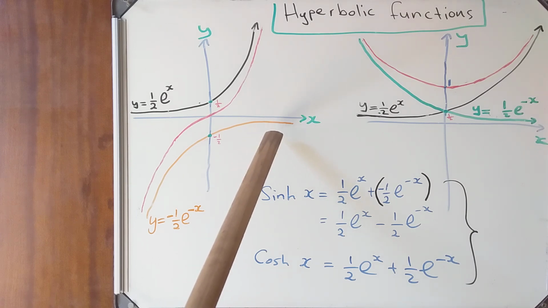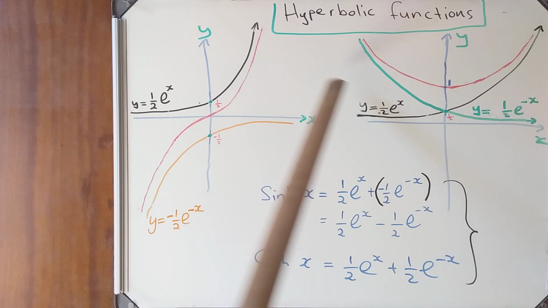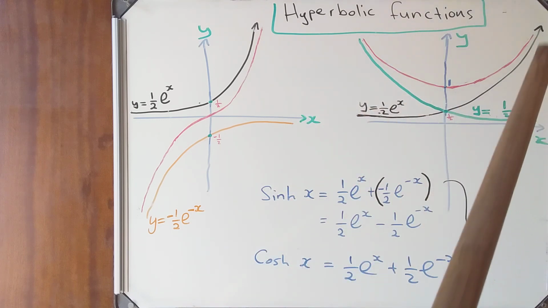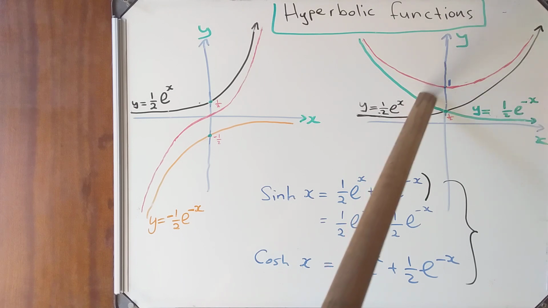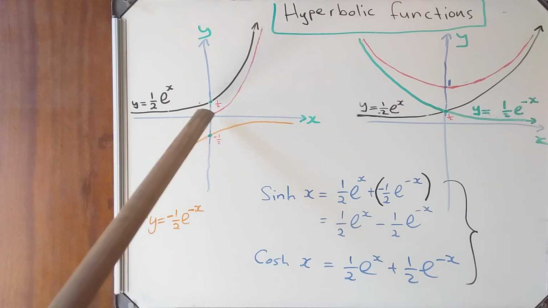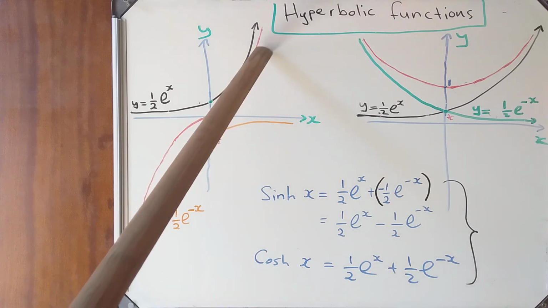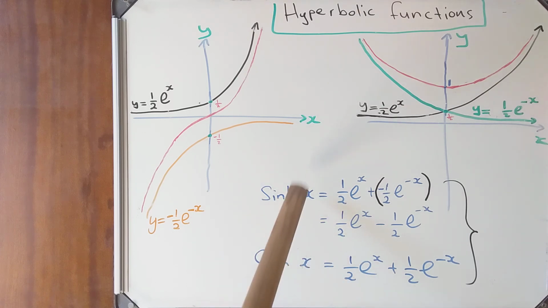Which graphs did you add? You added this one plus that one, you obtain this. You added the green one plus the black one, we obtain the red graph, which is the cosh x. So this one is the sinh x, hyperbolic sinh, cosh x, and tanh x. You always add an h for hyperbolic.